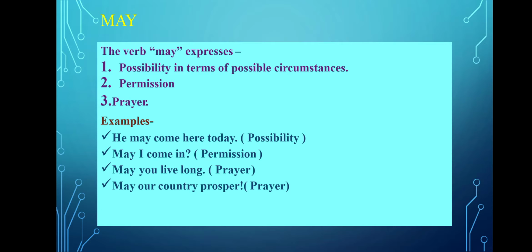May. The verb may expresses possibility in terms of possible circumstances, permission definitely, and prayer. Examples, he may come here today. So it's a possibility. There's a chance that he may come. May I come in? We are very much familiar with this sentence. May I come in? We always take permission when we enter our classes. So may I come in is an example of taking permission.